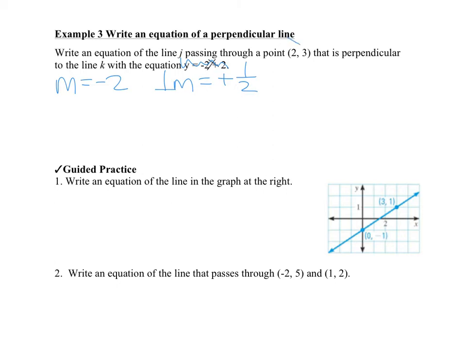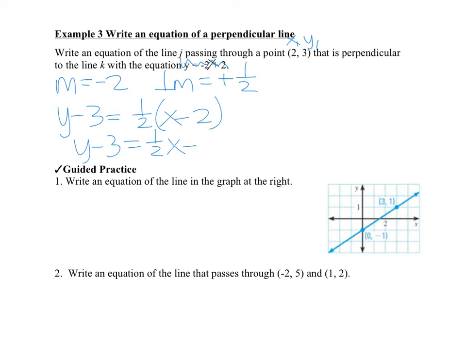Now we have a point and we have a slope. So again, choose which method you like. I'm just going to go ahead and do y minus y1 equals m times x minus x1. Y minus 3 equals 1/2 times x minus 1. Add 3. And that would be my answer.